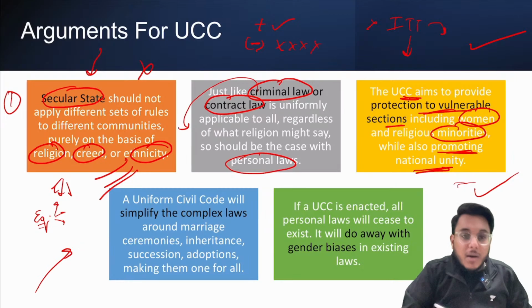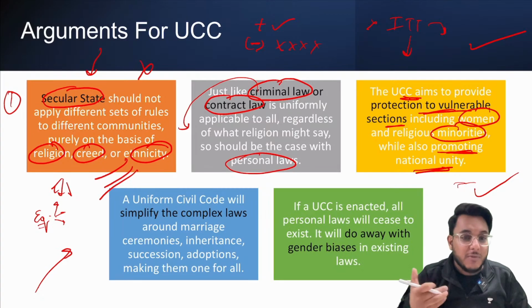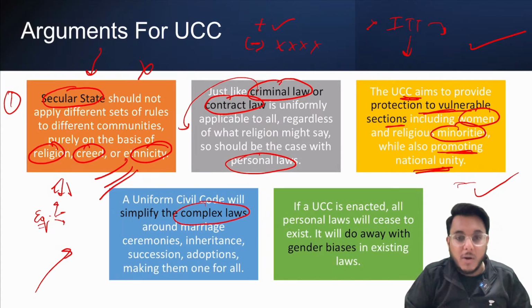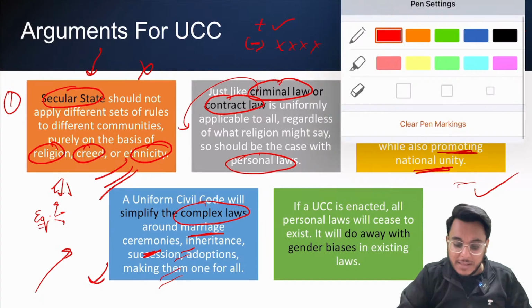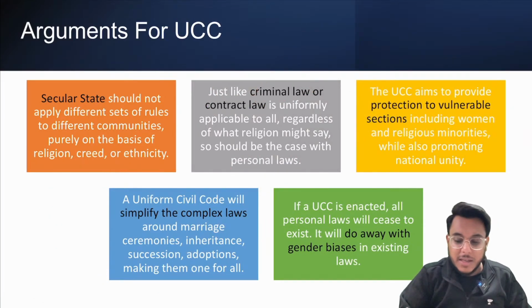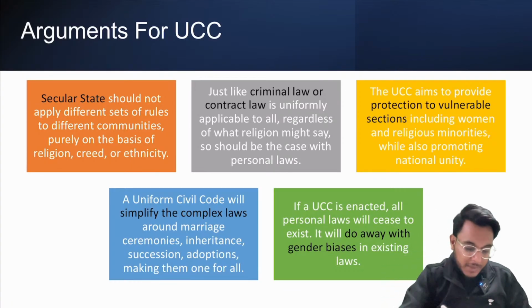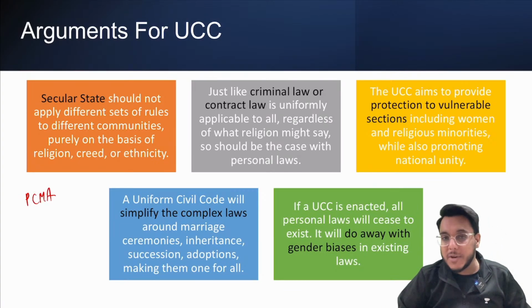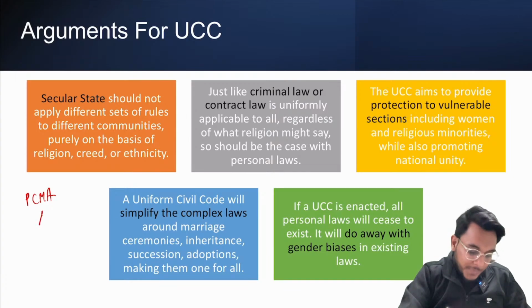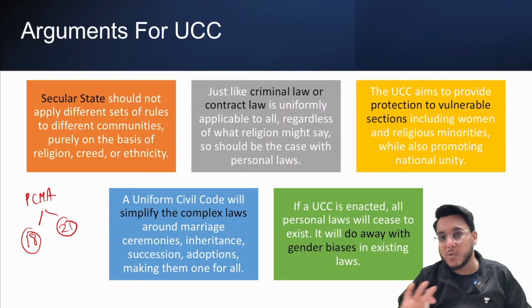Then moving on, guys, the uniform civil code is also desirable because it will help in simplifying the complex laws. The complex laws around marriage and ceremonies, which have often become very complicated, and often come into conflict with the common law of India, that will be solved. For example, guys, let me give you one brief example. We have the Prevention of Child Marriage Act. Under it, it is very clearly provided that girls cannot be married before the age of 18 and boys cannot be married before the age of 21.